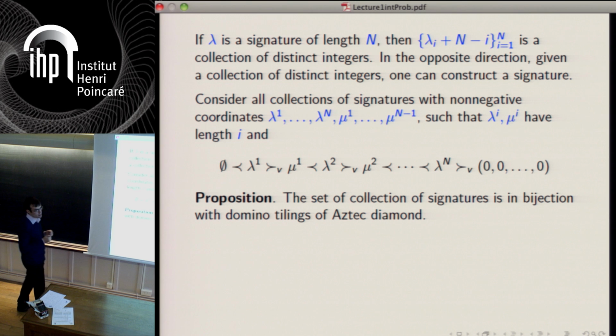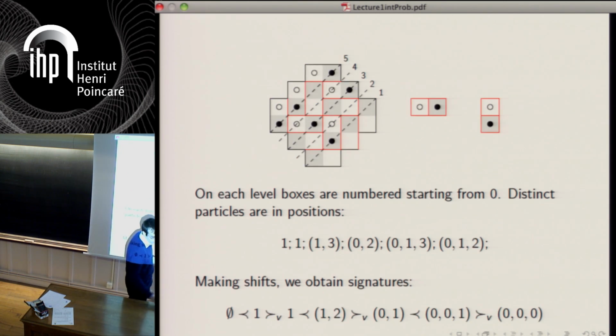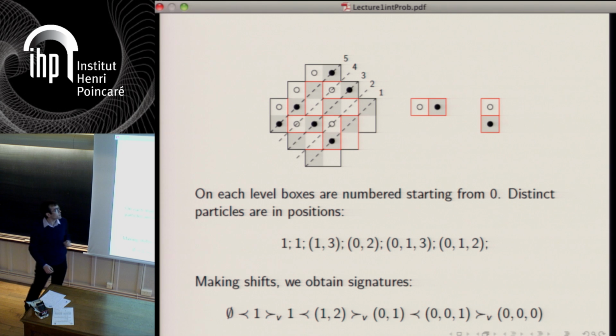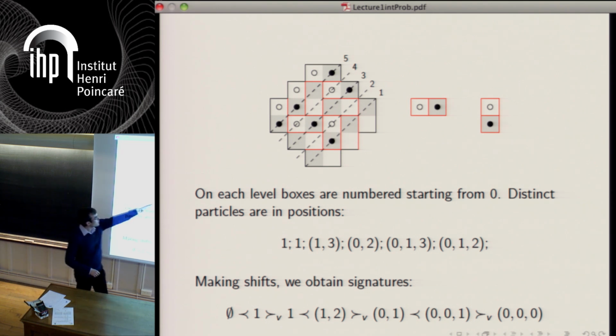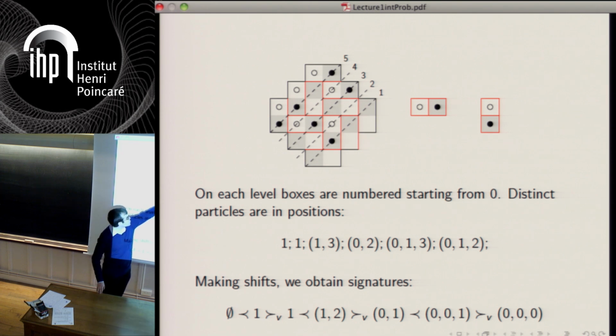There are other ways to understand domino tilings of Aztec diamonds, but this is one of the possible choices, which for the Aztec diamond works quite easily. So let us see how to prove this, and how this works in my favorite example. I have this domino tiling. On each level, I have several distinct particles. So let me number this. For example, for level 1, let me number this 0, 1, 2, 3.